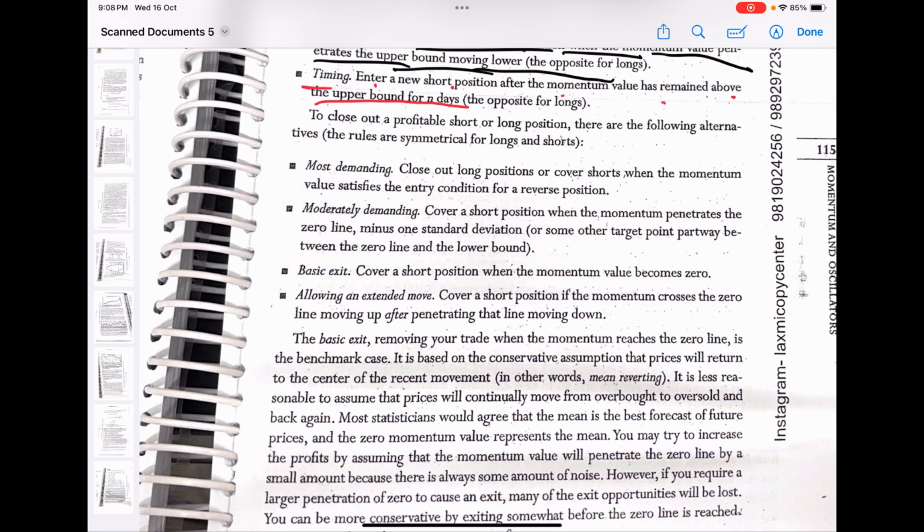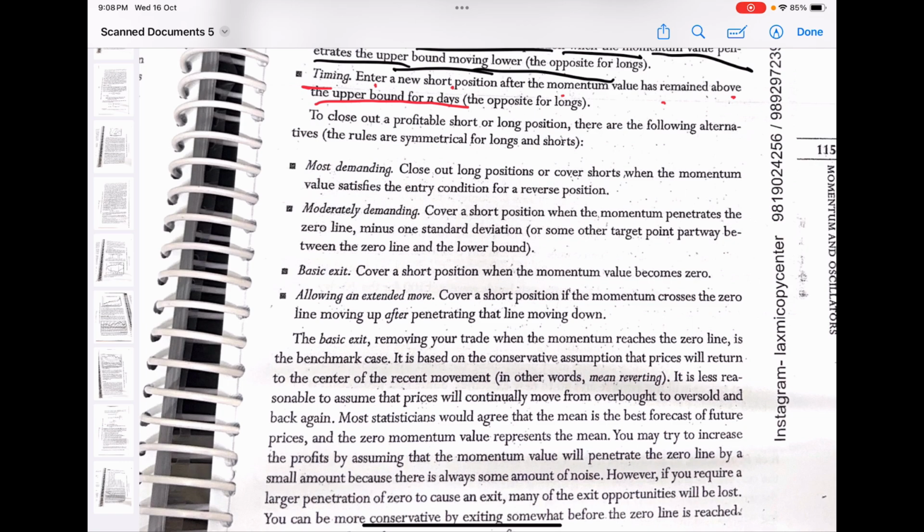Allowing an extended move: cover a short position if the momentum crosses the zero line, moving up after penetrating that line, moving down. So not only are we waiting for the price to cross our band, we are also waiting for it to cross the zero line as well. That is known as the last, allowing an extended move. That means you're open for a very big correction to take place, but you don't want to exit the trend early. So that is for those kind of people.